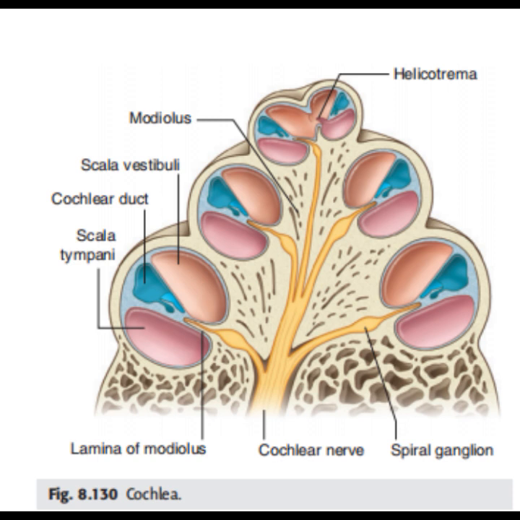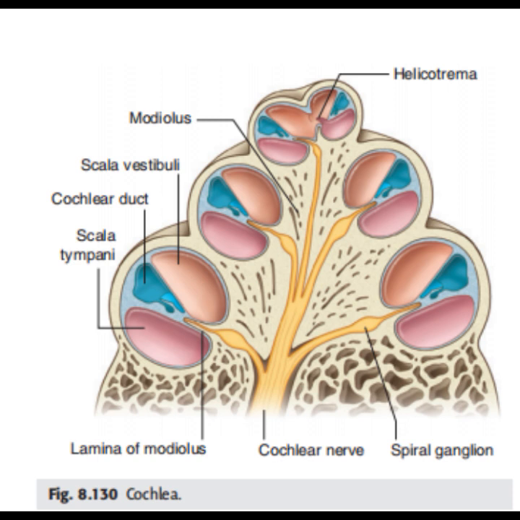Extending laterally throughout the length of the modiolus is a thin lamina of bone, the lamina of the modiolus, or spiral lamina. Circling around the modiolus, and held in a central position by its attachment to the lamina of the modiolus, is the cochlear duct, which is a component of the membranous labyrinth.